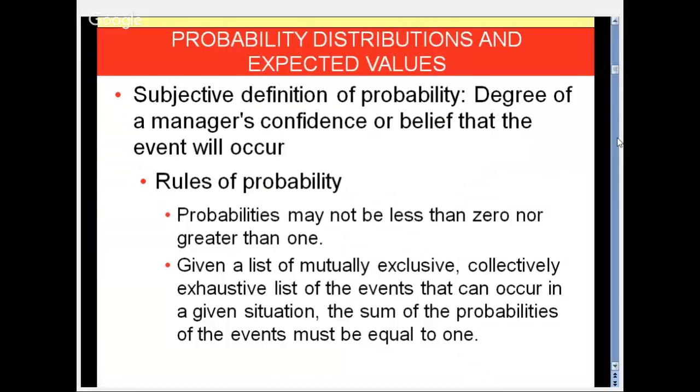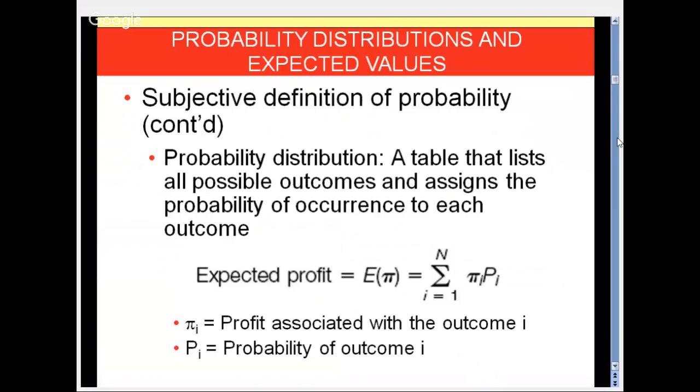Okay, some of the rules of probability. Probabilities have to be between 0 and 1. Given a list of mutually exclusive, collectively exhaustive events, events that cannot occur together in a given situation, the sum of all the probabilities has to equal 1. A probability distribution is a table that lists all the possible outcomes and assigns probabilities to each occurrence.